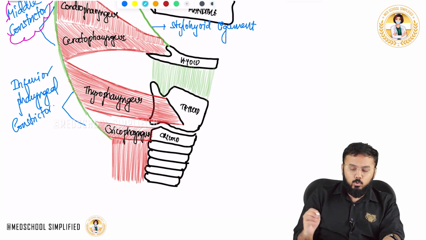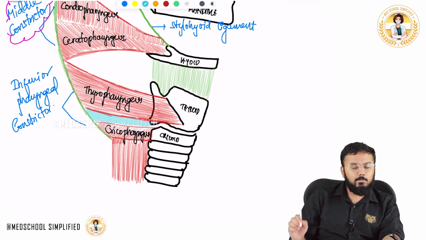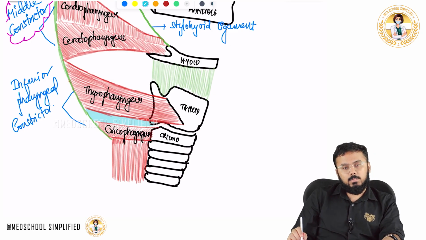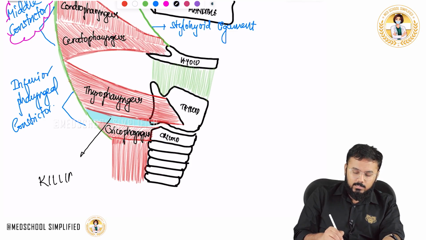Now between the two muscles, thyropharyngeus and cricopharyngeus, you see this part is a defective region. It does not have any muscle. So wherever the muscle is there, that is the strongest part, and wherever there is no muscle, that is the weakest part. This part which you can see over here is called Killian's triangle.